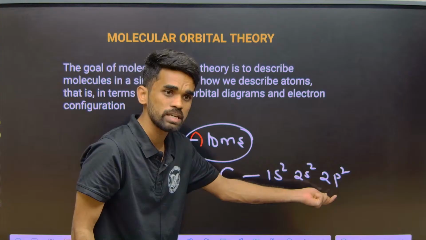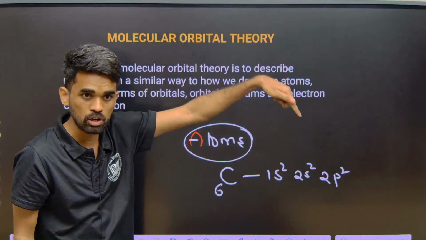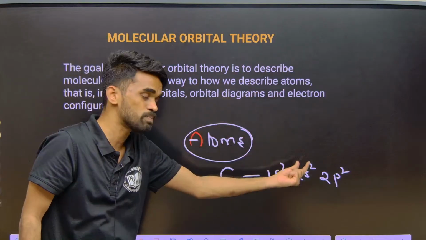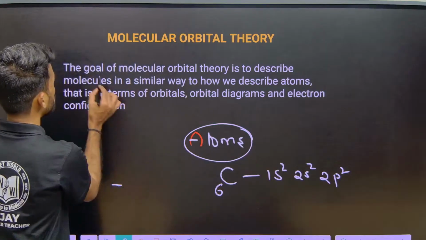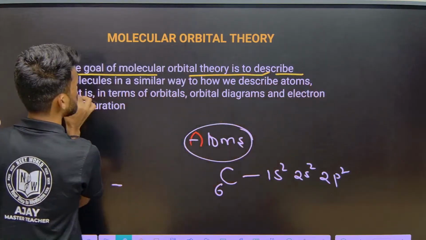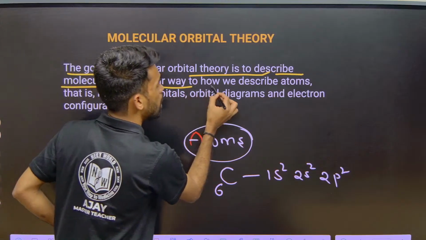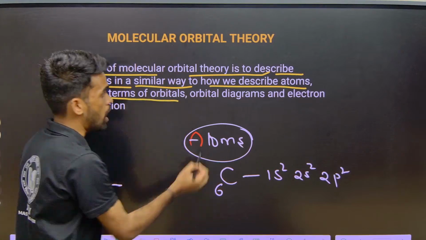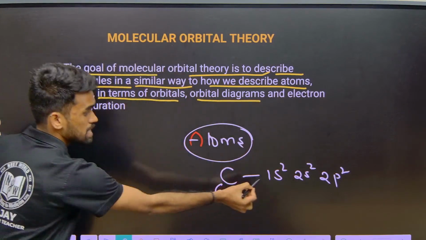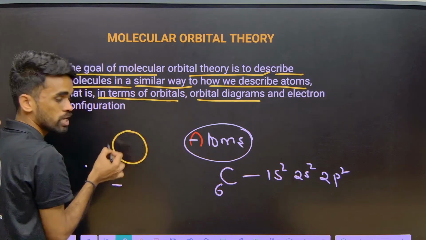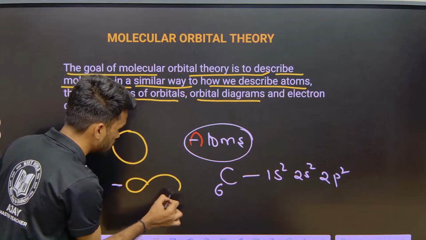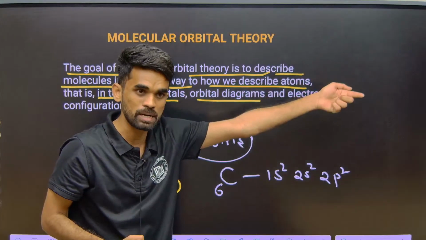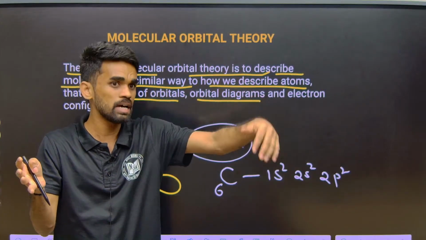Similar to this, molecules also have molecular orbitals. Now we need to fill the electrons present in the molecule into molecular orbitals. The goal of molecular orbital theory is to describe molecules in a similar way to how we described atoms, in terms of orbitals and orbital diagrams. For example, you say an s orbital is spherical in shape and a p orbital is dumbbell in shape. Molecules also have molecular orbitals, just as atoms have atomic orbitals, in which we have electrons.